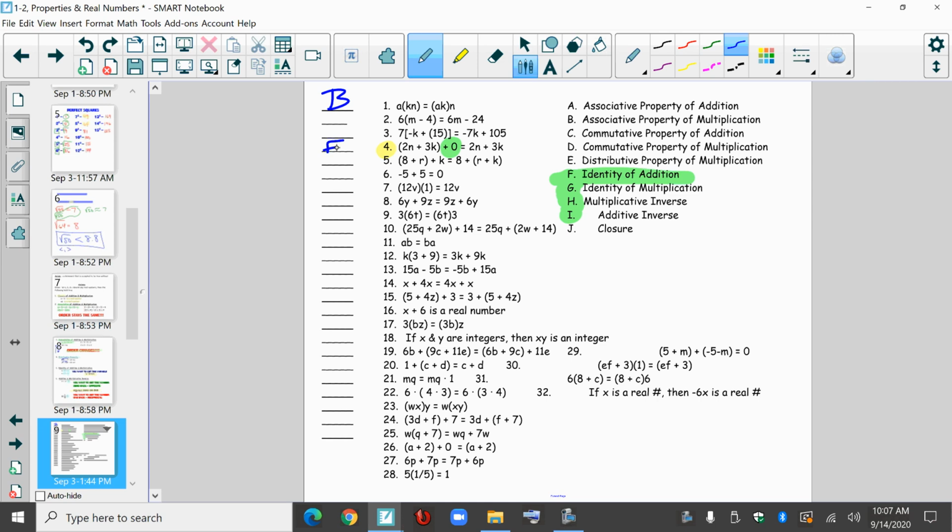Okay? Number 6. I have negative 5 plus 5 equals 0. Again, this has a 0 or 1 in it, so it's either identity or inverse, but because it equals 0, it has to be our inverse, and because they're attached by addition, it's going to be I, which is additive inverse.